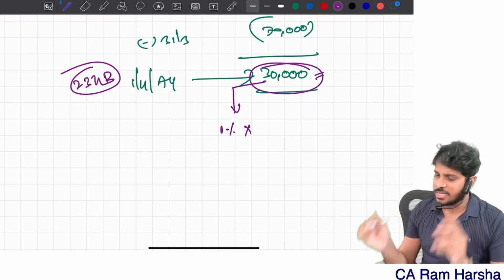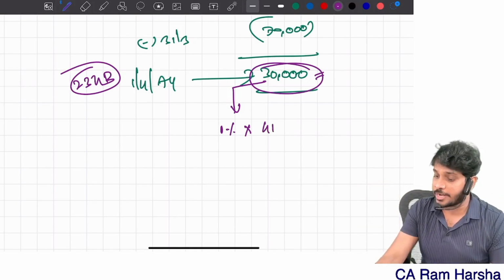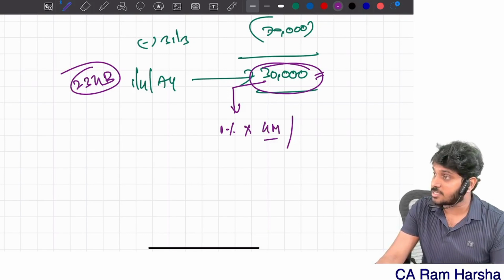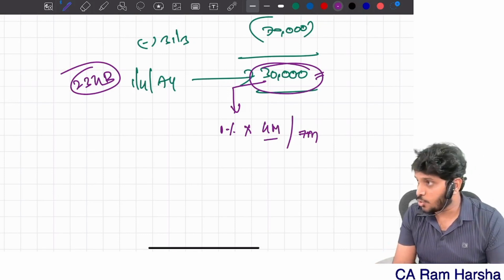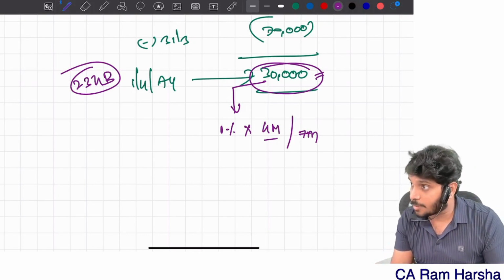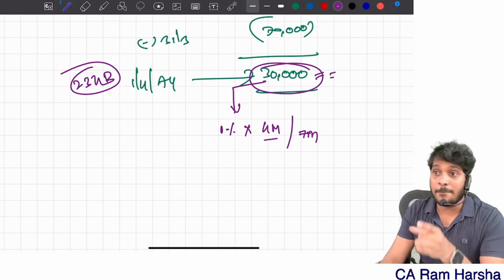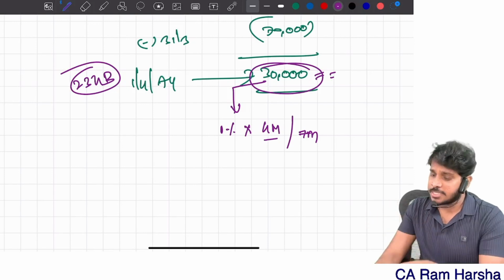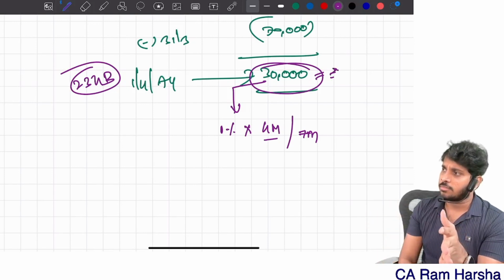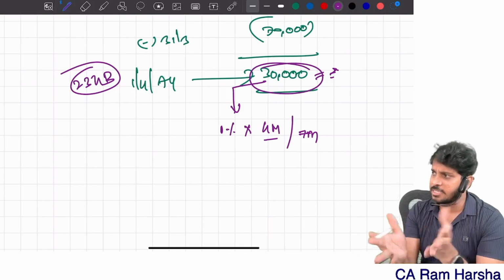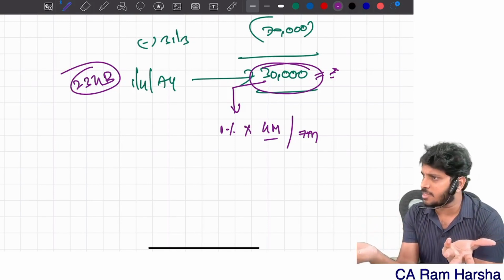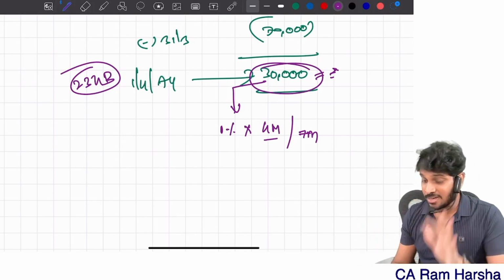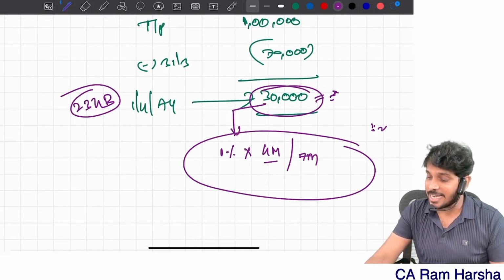Are you clear? Generally we will compute this up to the due date: 4 months in case of July, in case of October 7 months. Because generally this amount will be paid by the assessee on the due date, when they are filing the IT return. Suppose the assessee paid this amount much earlier, then up to the payment date, for that many months only, 1% per month we will calculate.